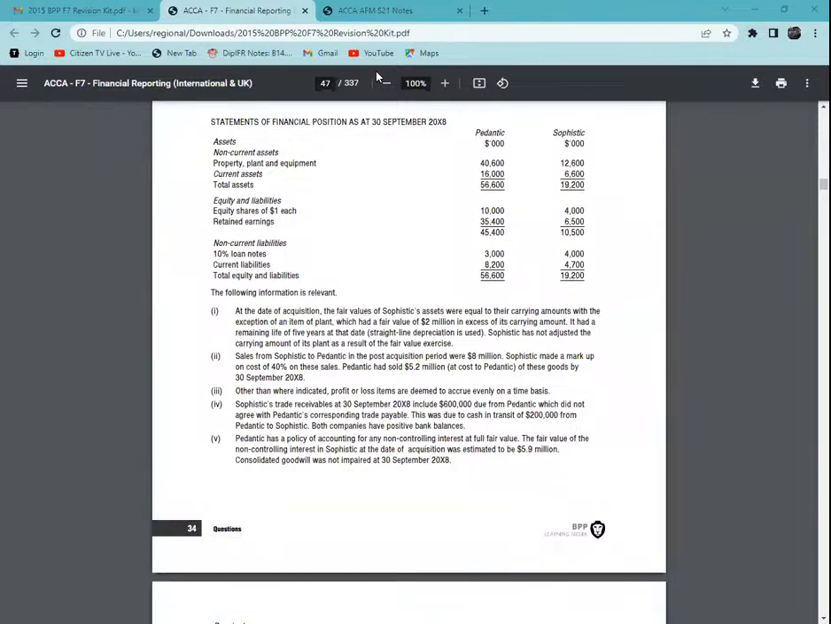Why? Because my figures up here are captured in terms of thousands. So all my pronunciations will be in terms of thousands. I must be chopping the 3 zeros at the end there. So 2 million will be 2,000. So you're told, I'm repeating again, that at the date of acquisition, the fair values of Sophistic's assets were equal to their carrying amount, with the exception of an item of plant, which had a fair value of 2,000 in excess of its carrying amount.